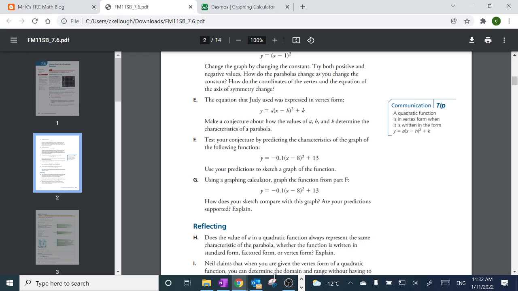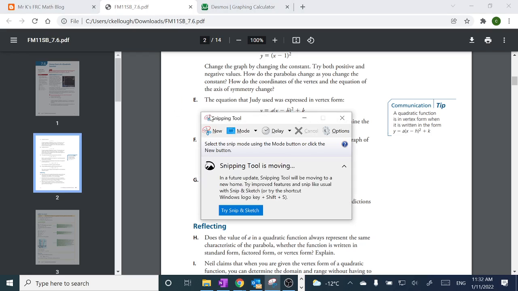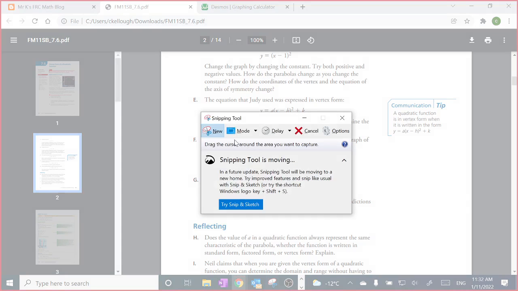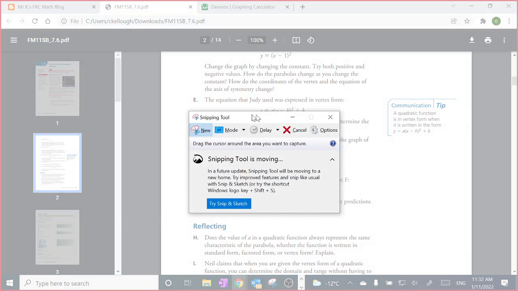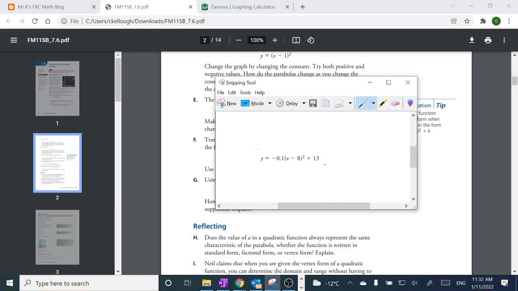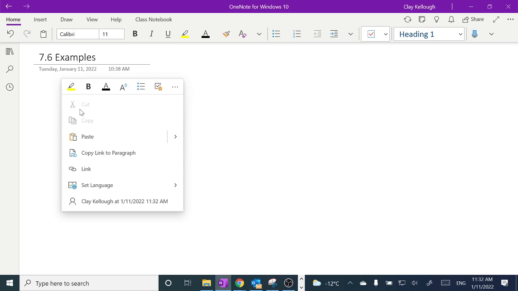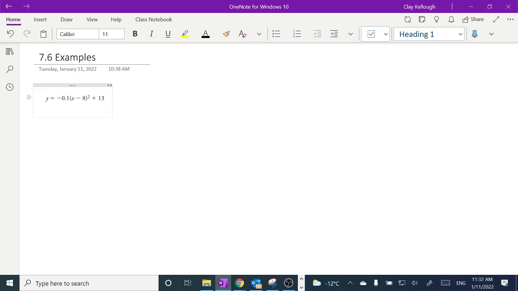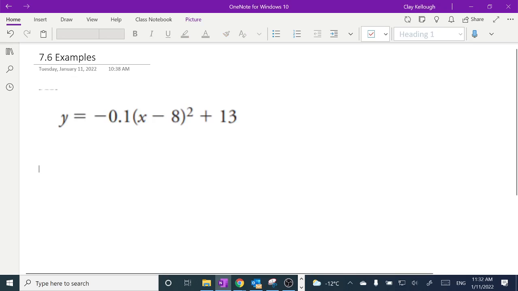So let me cut it out. Let me get out of the way so I can cut it. There we go. Let's play with this. Copy, and let's play with it on this page here. Paste. There we go. All right, what do I know about it?